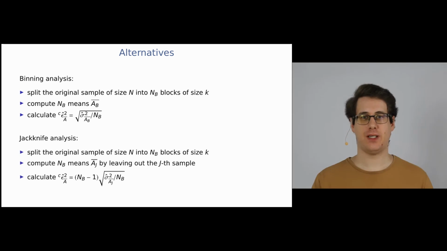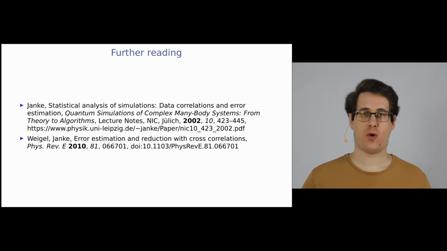Another method is the jackknife, where you again divide the time series into smaller blocks, but this time you compute the means of the time series without each block. In the end, you will get the exact same result as with binning analysis. The jackknife method is more complicated to script, and it's only relevant because it is a special case of the bootstrap method. If you would like to learn more about these formulas and how to derive them, please have a look at these two papers by Janke and Weigel.